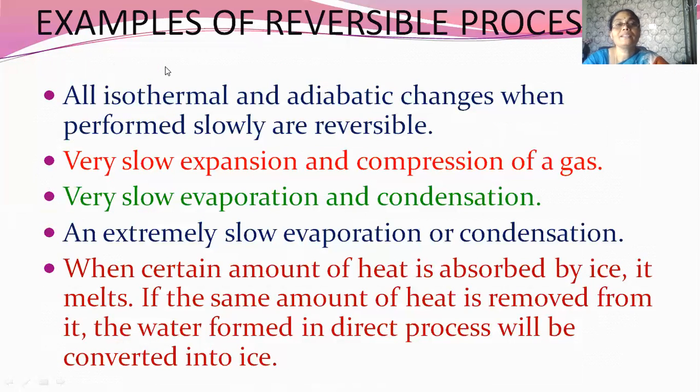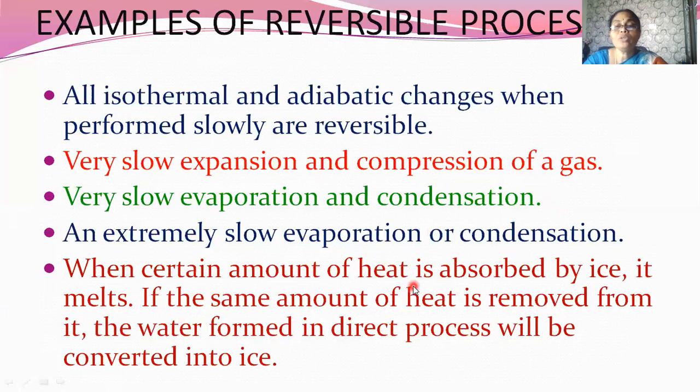Now let's see some of the examples of reversible processes. So all the isothermal and adiabatic changes when performed slowly are reversible. So slow isothermal and slow adiabatic changes are examples of reversible process. Similarly, very slow expansion and compression of any gas. Very slow evaporation and condensation of gas is another example of reversible process. And extremely slow evaporation or condensation is another example.